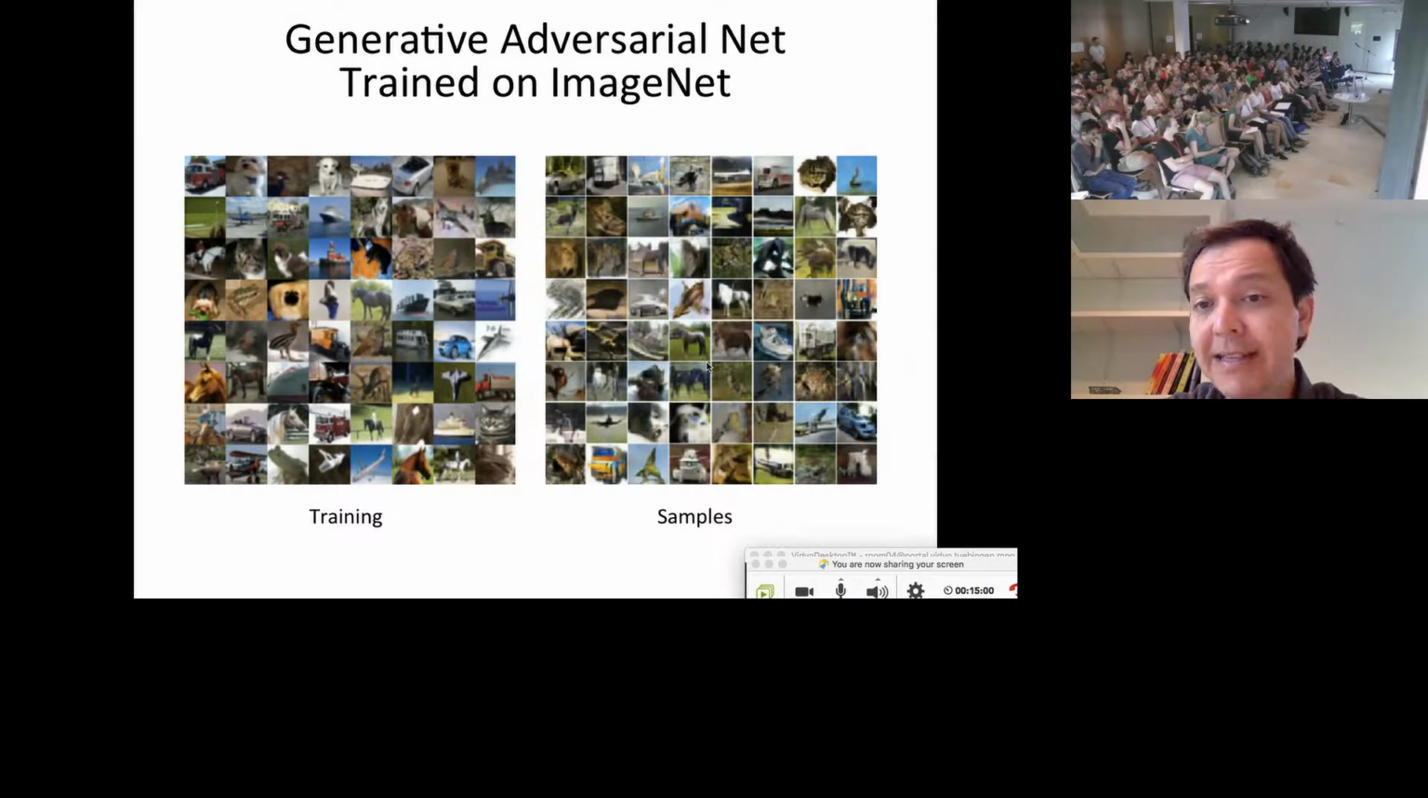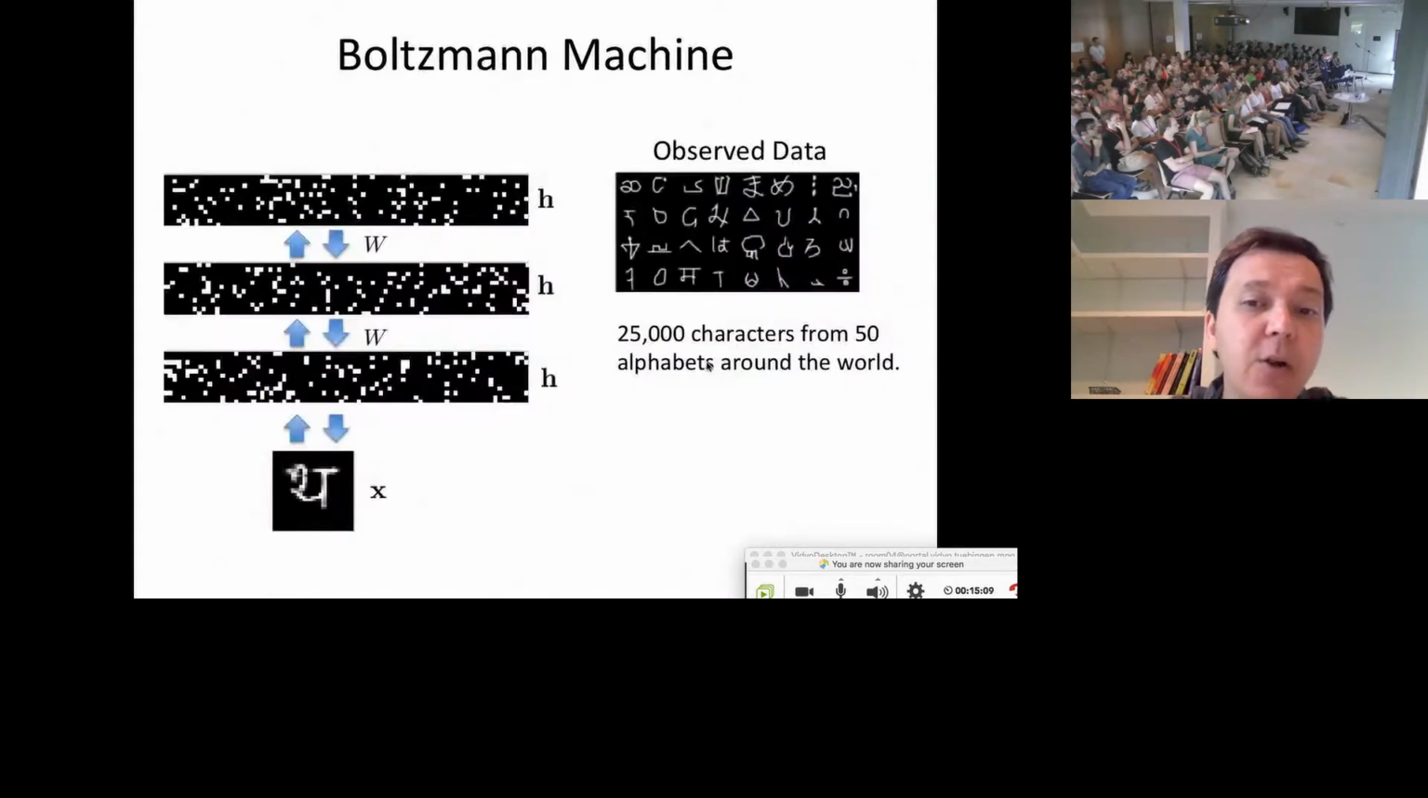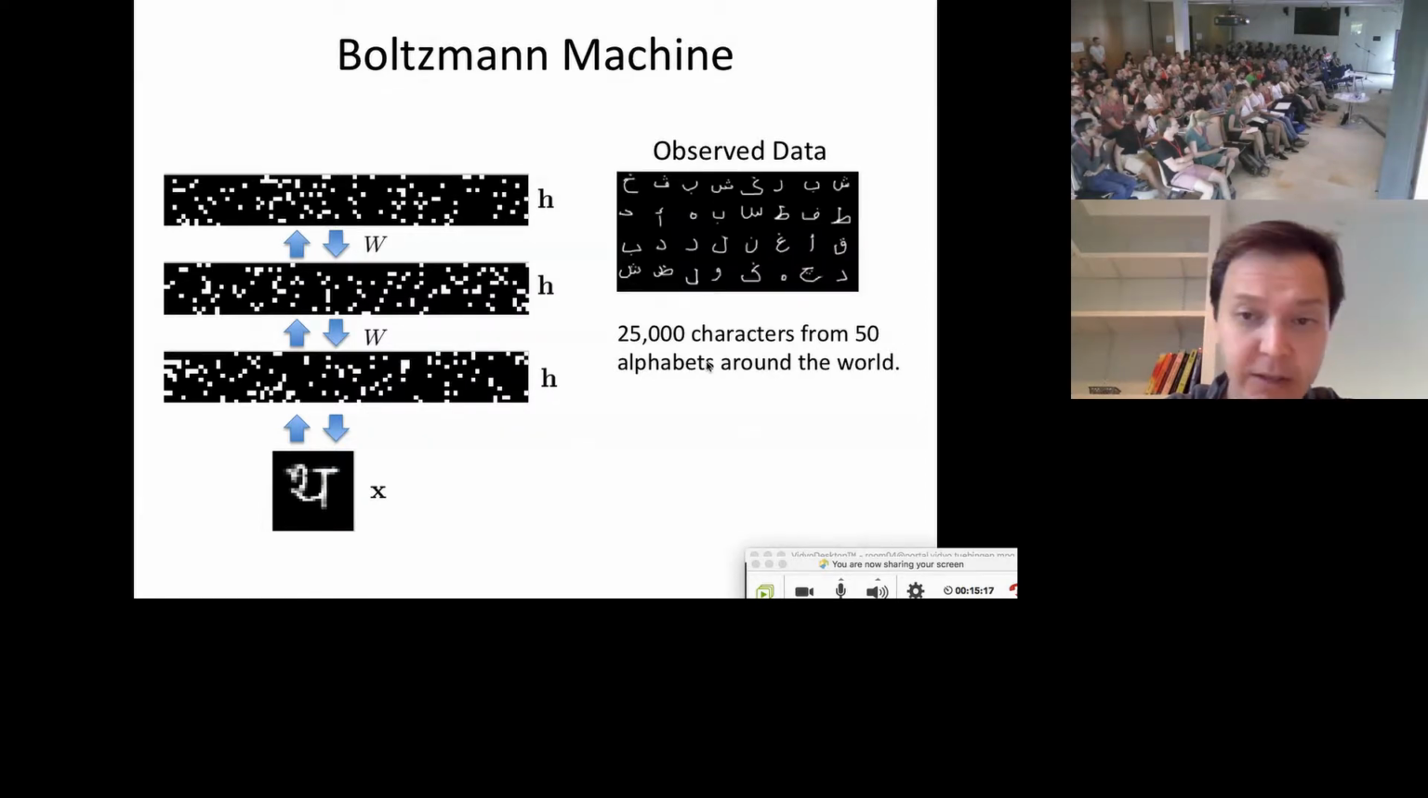And it's remarkable that the samples look really good in terms of what they're able to generate, which is pretty exciting and very remarkable. Here's another example of a generative model. So here you have observed data. You have about 25,000 characters coming from 50 different alphabets around the world. So you have Arabic, Cyrillic, you have Sanskrit.